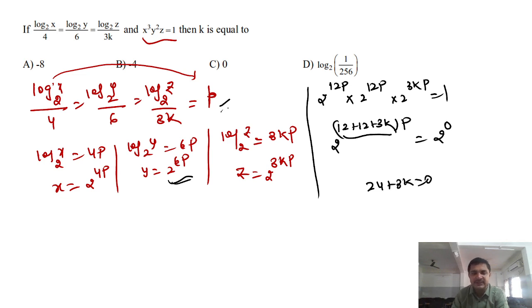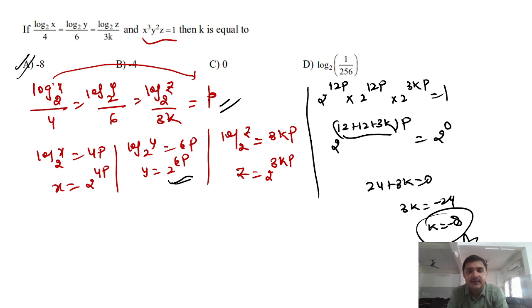p cannot be 0 because it is a ratio of something. Ratio of something cannot be 0, right? So from here 3k is equal to minus 24, k is equal to minus 8, simply we can say. The option is the correct answer in that case. Clear to all of you till here? Anyone having any doubt? Let me know.